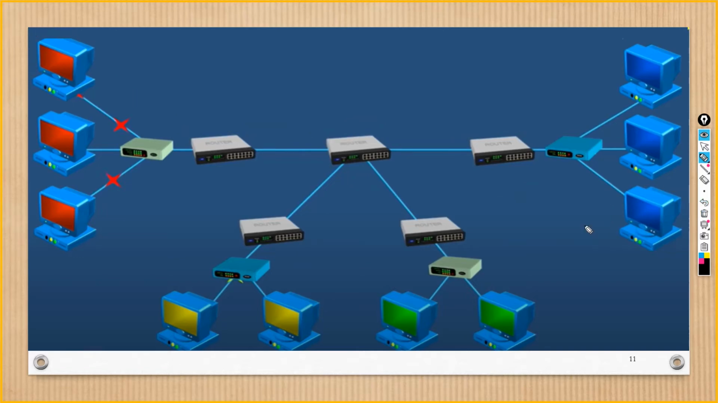In conclusion, we can say that hubs and switches are used to create a network, while routers are used to connect networks. This is all about hubs, routers, and switches, how they operate, and what the differences in their working functionalities are.